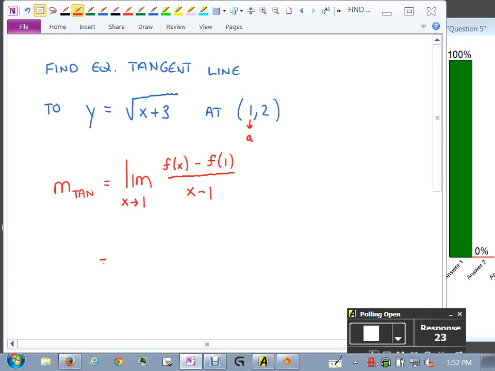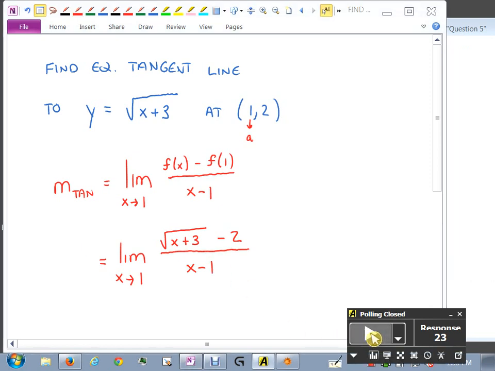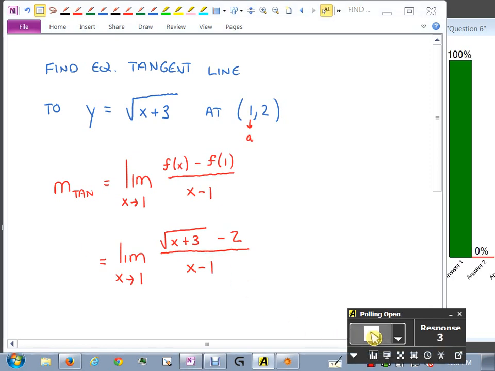Let's now replace f of x with what it is. What is f of x? Square root of x plus 3. What is f of 1? 2, so minus 2 over x minus 1. And you can now let me know whether or not we're good with all that set up there. All right. Who has a question? Anyone have a question?